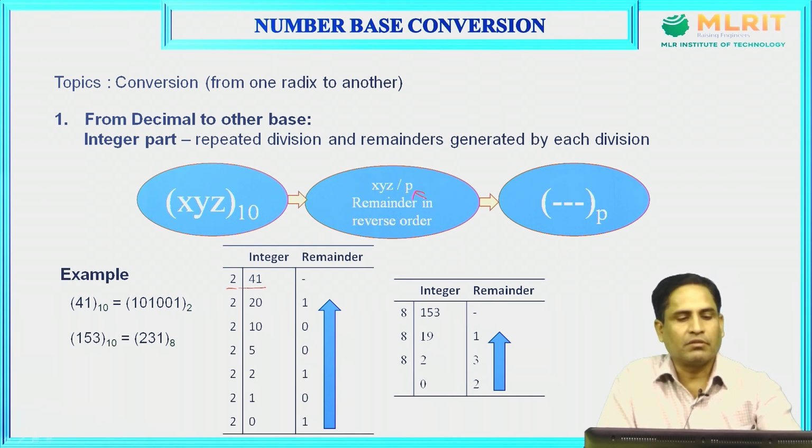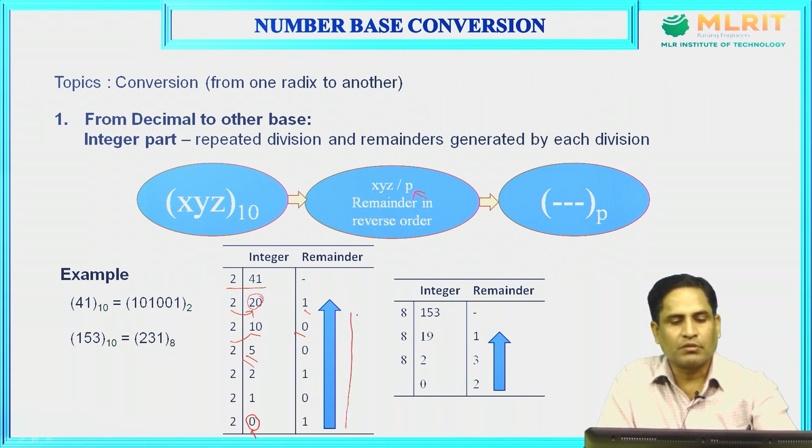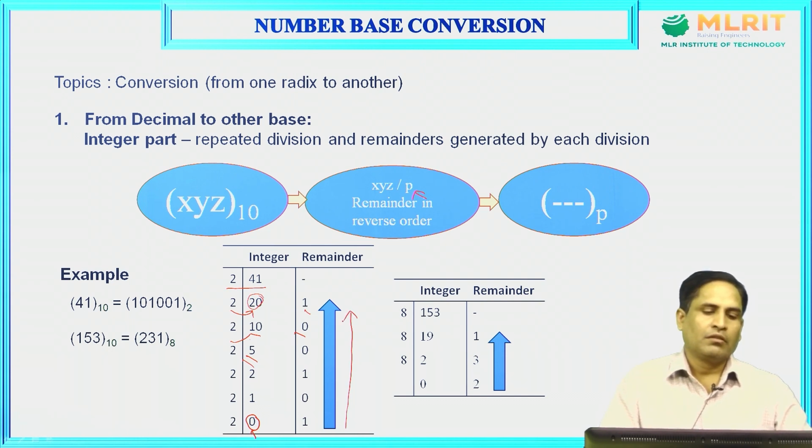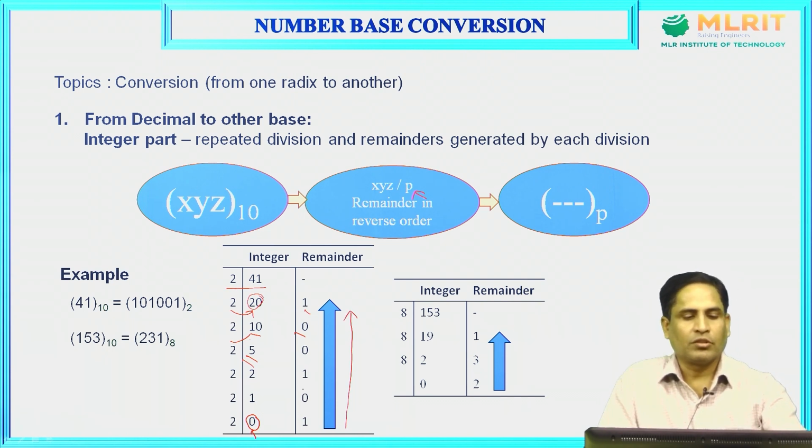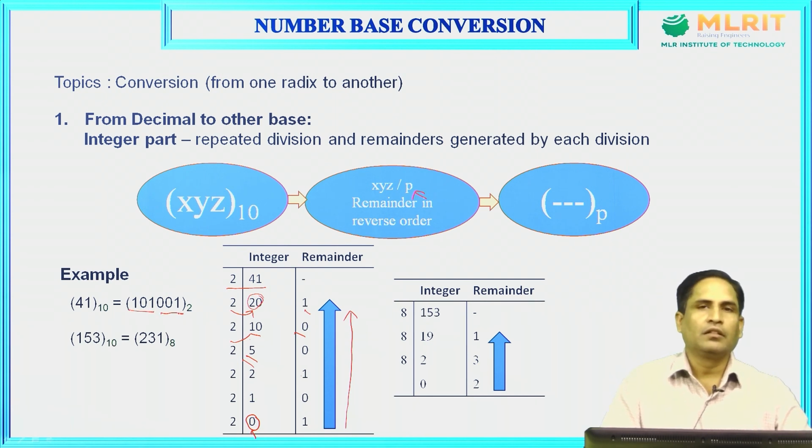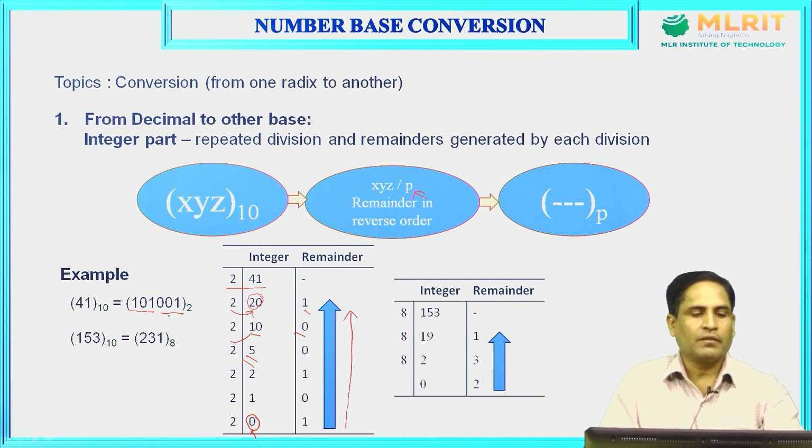41, what we have said is that it should be divided by the destination base or radix. So we divide 41 by 2, divisor here, remainder here, again divided by 2, divisor here, remainder here, again divided by 2. We repeat this process until we get the result 0, and then all the remainders we write down in reverse order: 101001. This is the equivalent number of 41 base 10 in binary.